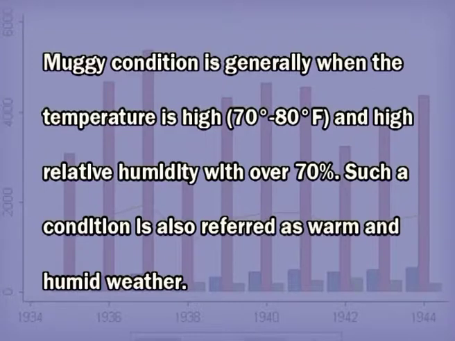Muggy condition is generally when the temperature is high, between 70 degrees to 80 degrees Fahrenheit, and high relative humidity, with over 70%.